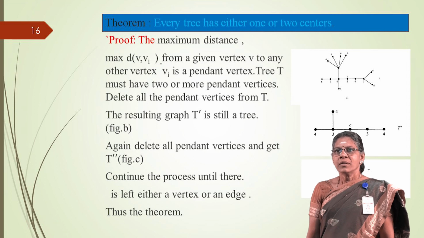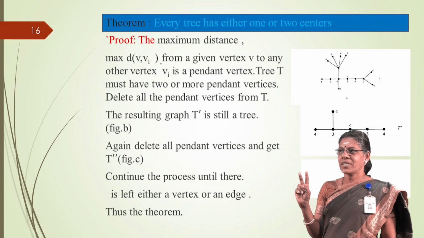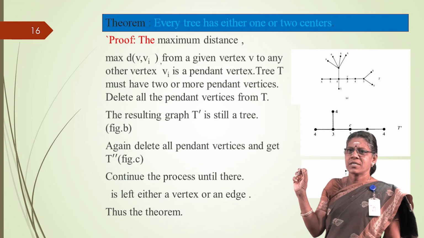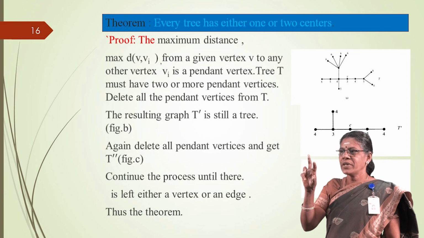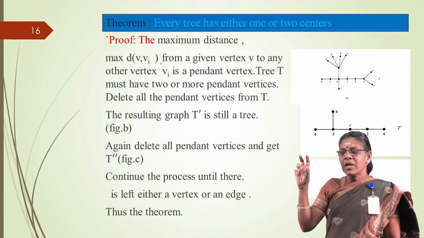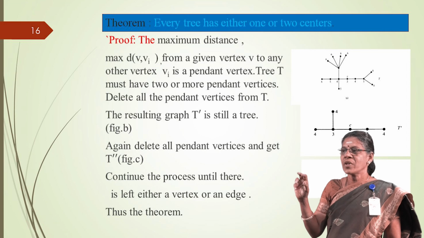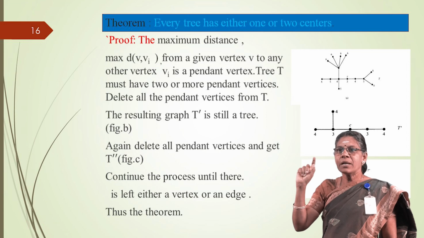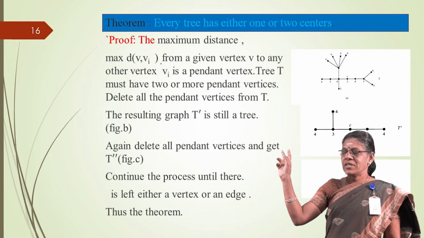Next, the important theorem related to the center in a tree. So what is the theorem? Every tree has either one or two centers. Now, for the proof, we calculate the maximum distance between a vertex V and the farthest vertex Vj, which can be taken from a pendant vertex. So let us consider the tree T in the figure. Tree T must have two or more pendant vertices.